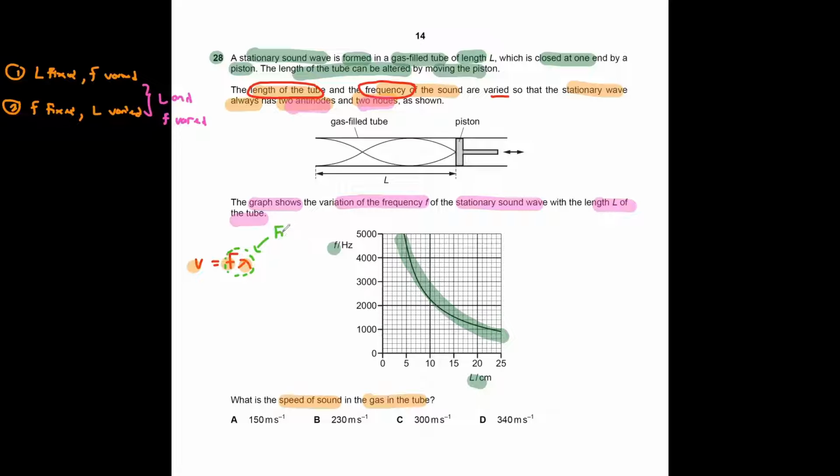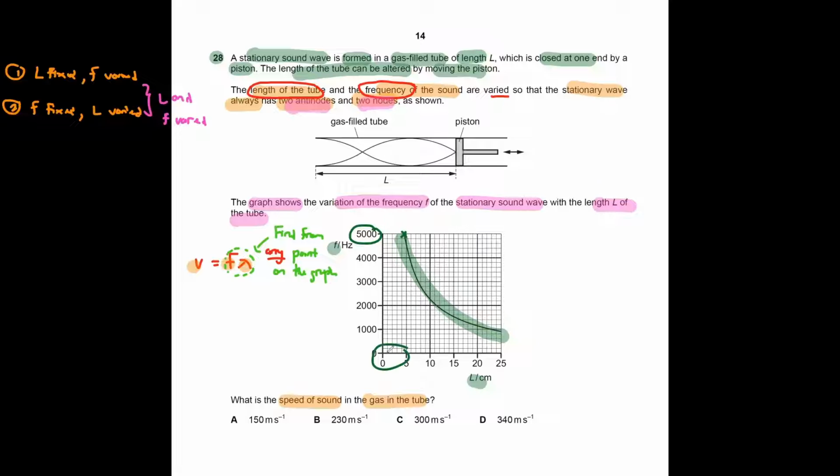what you just need to do is find from any point on the graph. You can find f and lambda from any point on the graph. So in my case, let's just say I want to find it from this particular point. If this is the particular point that I am interested in, the value of my frequency is 500 Hertz.